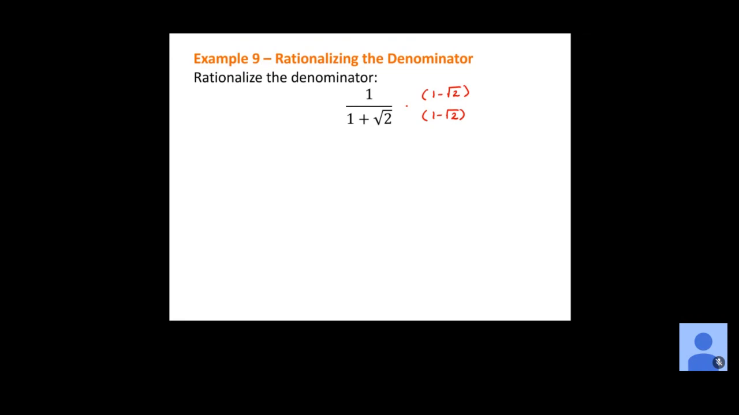Now, if we do that, 1 times the 1 minus square root of 2, that's just going to give us 1 minus square root of 2 in the numerator, over. And then what are we going to have to do to multiply these denominators now? It's FOIL, right? So we have 2 terms times 2 terms. Group it like that. So if we do that, our first terms here are going to give us what? 1, right? 1 times 1 is 1. The outer terms would give us a what?